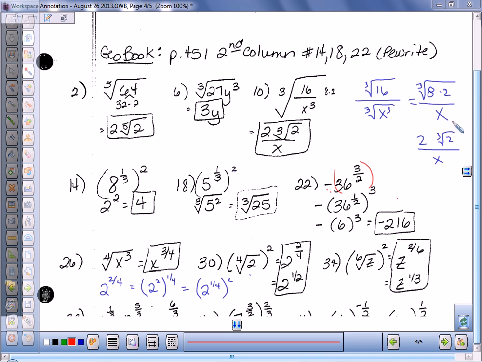But we do have to simplify the numerator. And a perfect cube that divides into 16 is 8. 8 times 2 is 16. So the cubed root of 8 is 2. And it just leaves the 2 under there. So it's 2 cube root 2 over x. Make sense? All right, anything else?